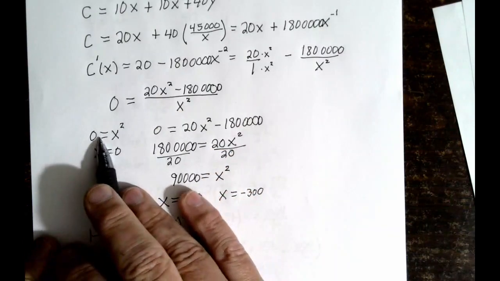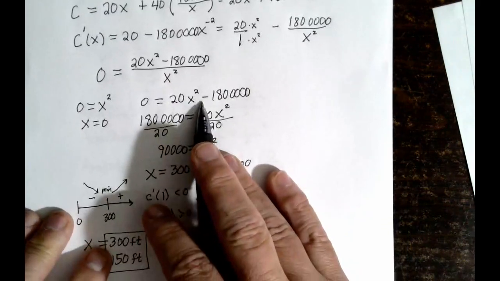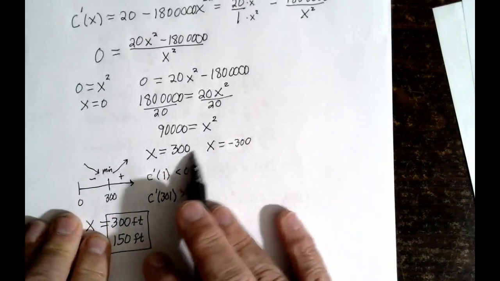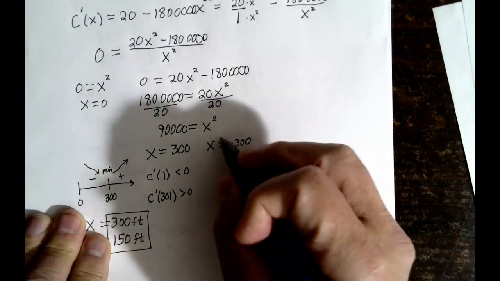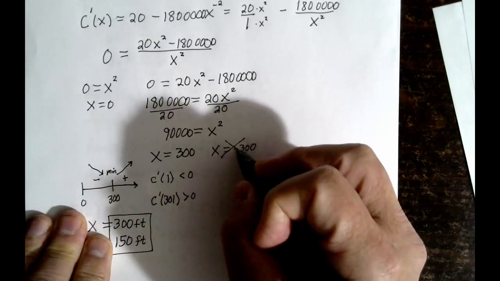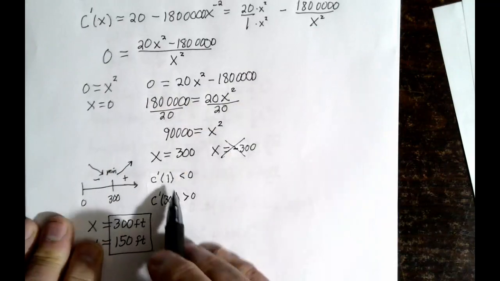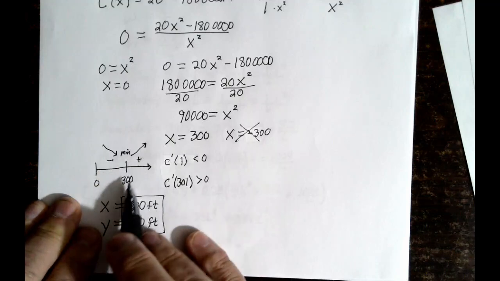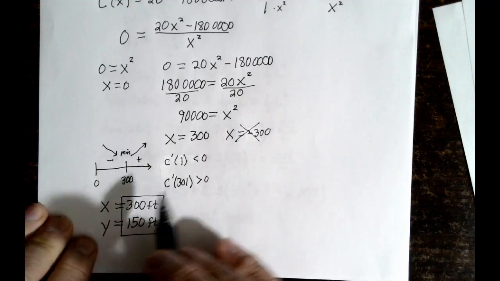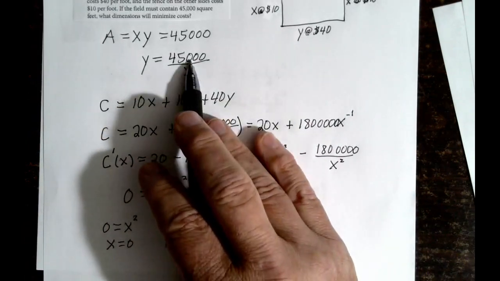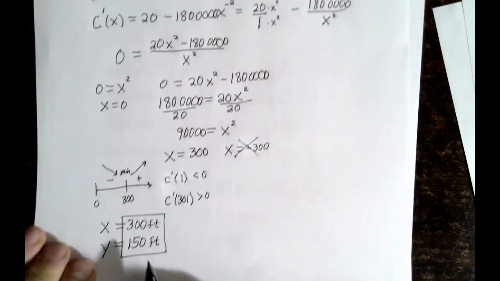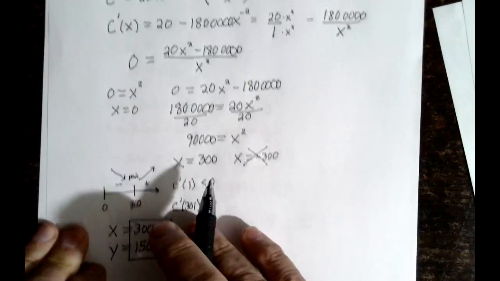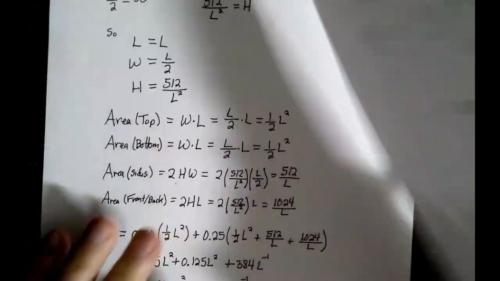You get x equals 0, which makes no sense, but when you set this equal to 0, you get 300 or minus 300, and you can't have a negative length, so you throw out the minus 300. And so when you check positive 300, you get a minus plus going on there, so that means it's a minimum, and that's what you want. So if x is 300, 45,000 divided by 300 is 150, and so there's your dimensions that will minimize your cost.